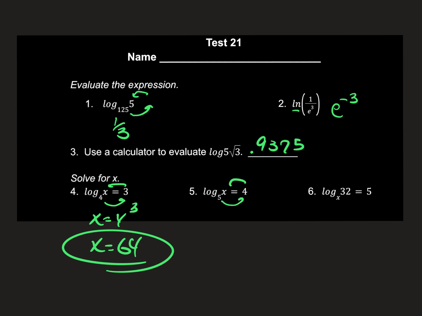Number 5, the same pattern. 5 to the 4th equals x. That's weird to have 2 like that. Everybody knows 5 to the 4th is 625. So you got that one.